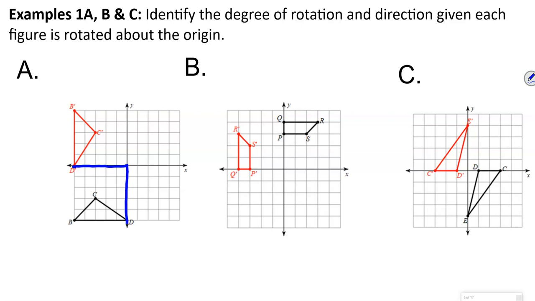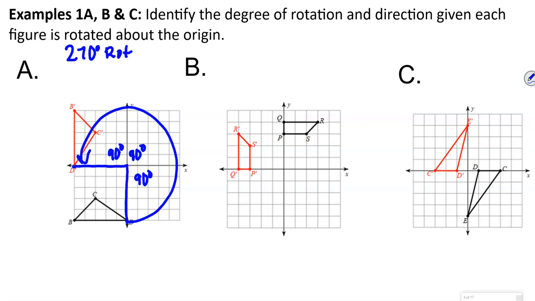Now remember, we rotate in the order of the quadrants. So we're going to rotate this direction, right? So how many quadrants did we just move? Remember, this is 90, this is 90, and this is 90, right? So that would be 3 times 90, which would be 270 degrees is the way we just rotated this, okay?